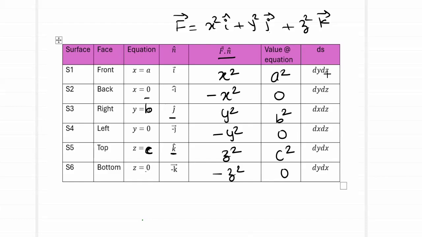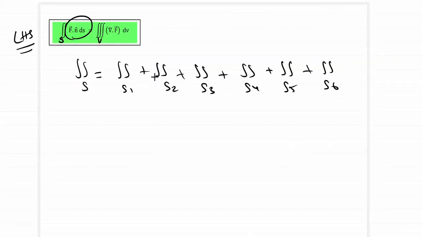So out of the total 6 surfaces, this surface has vanished, this surface has vanished, and this surface has vanished. So only S1, S3 and my S5 are going to be left out for my integration. So what happens over here? I can move on to say S2 is 0, S4 is 0, S6 is 0.